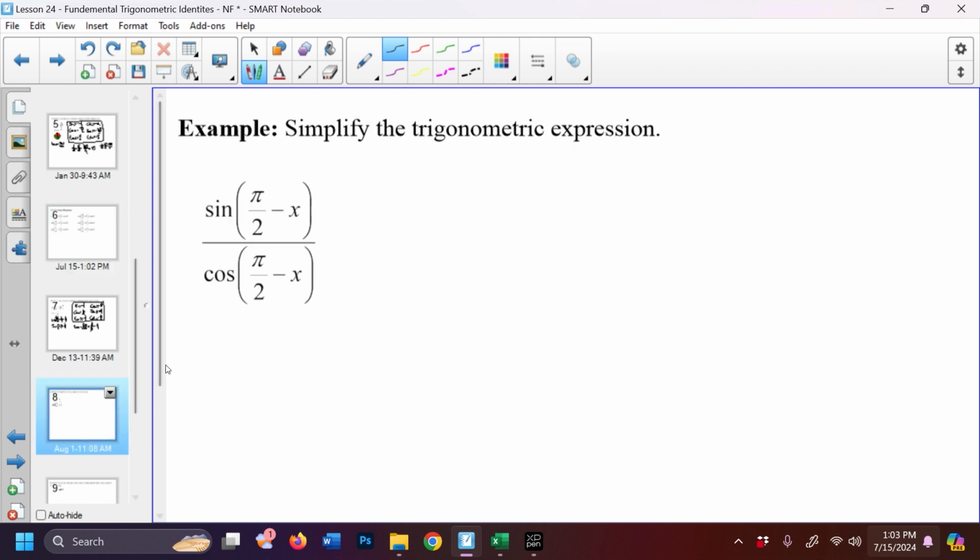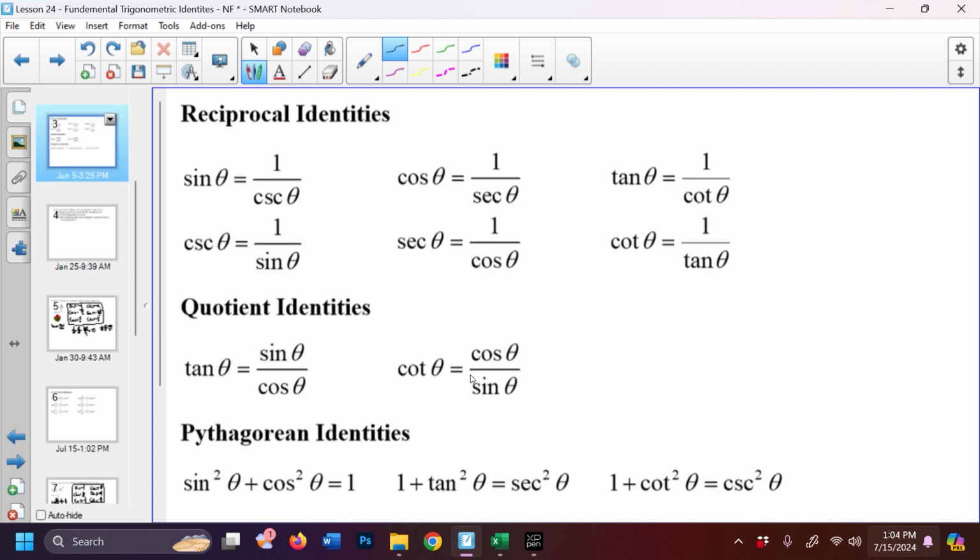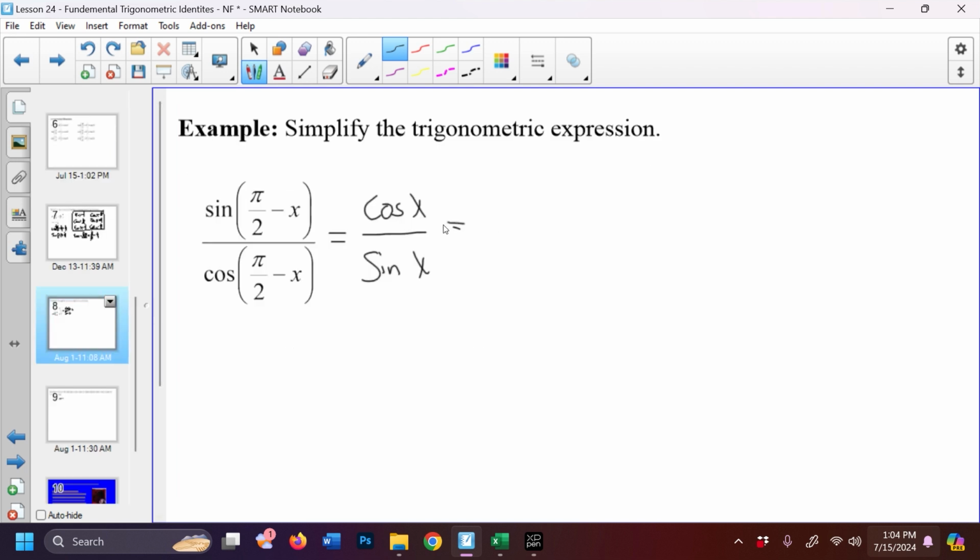So I can substitute for both of these. This one becomes the cosine of x, and this one becomes the sine of x. And then the quotient identity says that if you have the cosine over the sine, you have cotangent. So this is cotangent x. And that is about as simple as we can get.